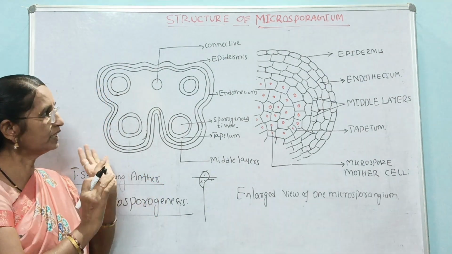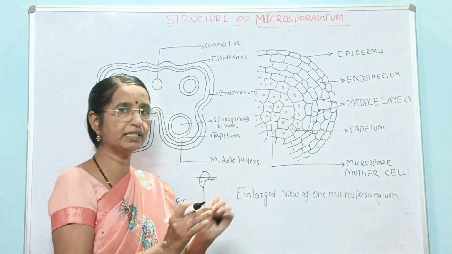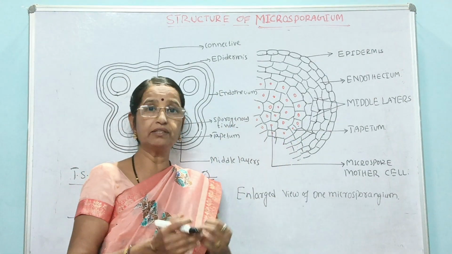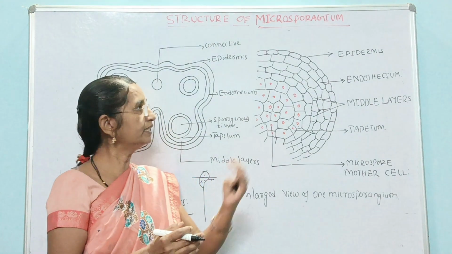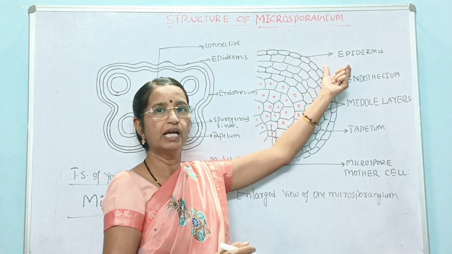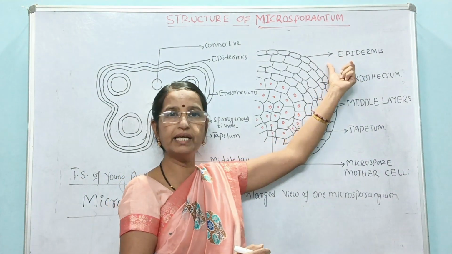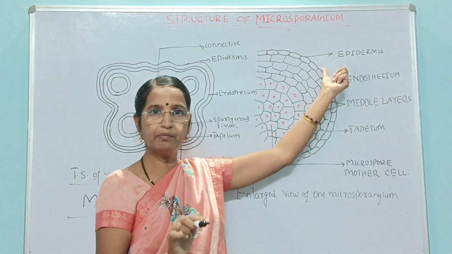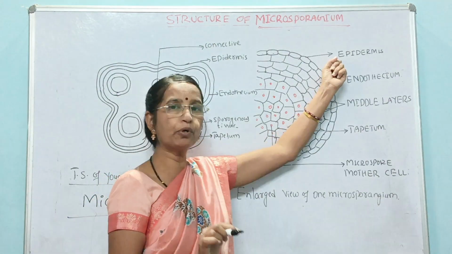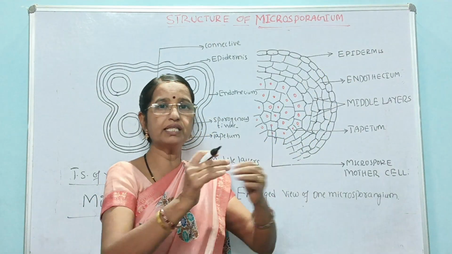When the structure is enlarged and seen under the microscope, what structural features does it reveal? Let us understand. Its function also we are going to discuss. First of all, the epidermis. The epidermis is the outermost layer, a single layer made up of compactly arranged, barrel-shaped cells, and it is protective in its function. It protects the inner tissue.